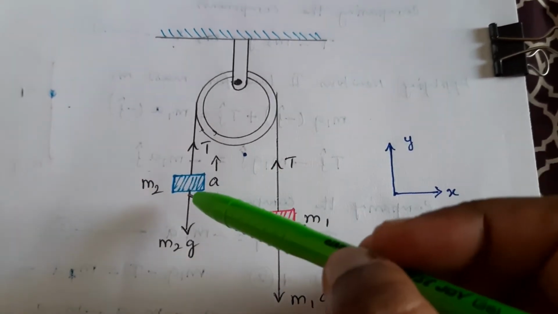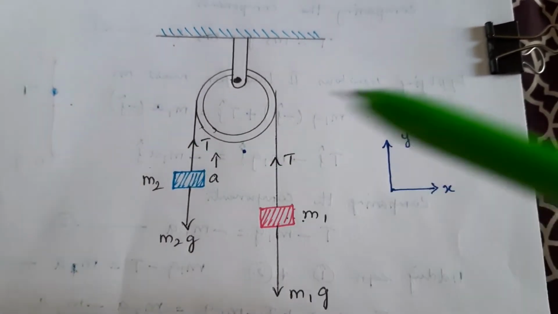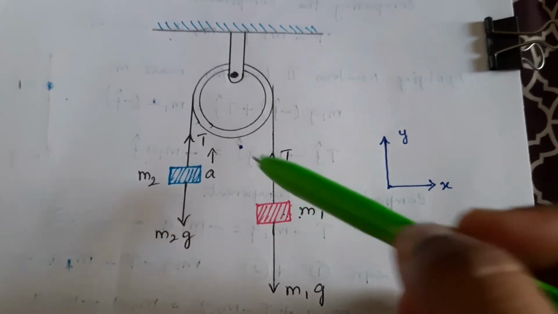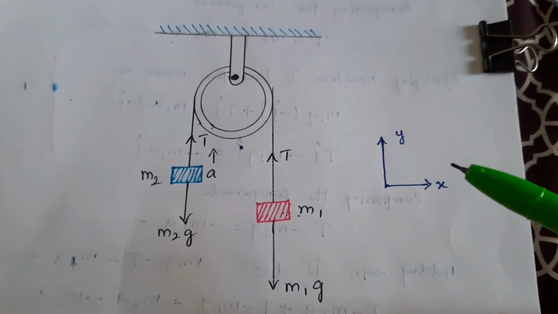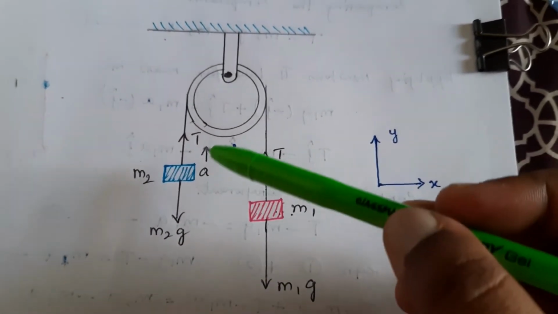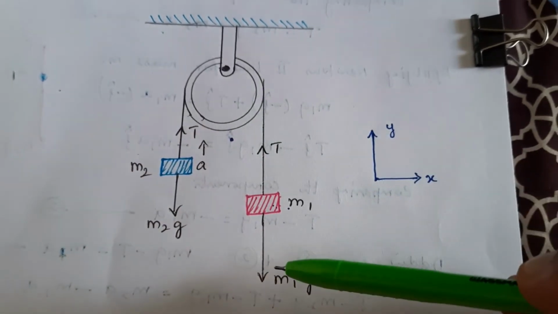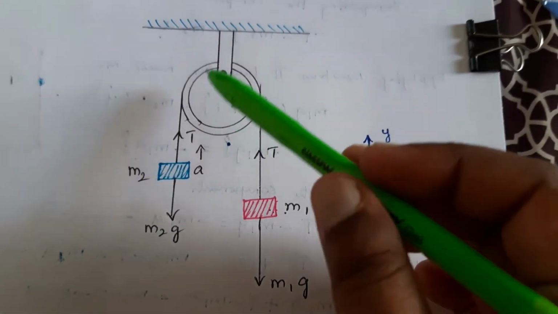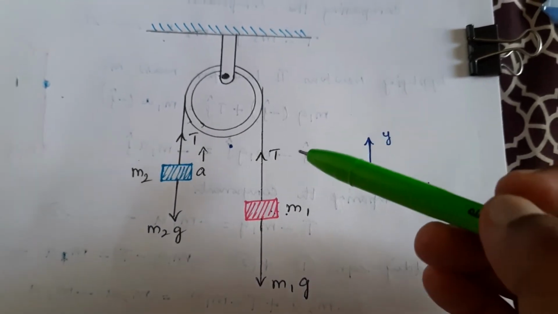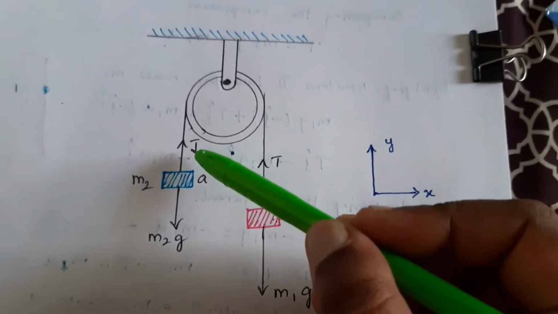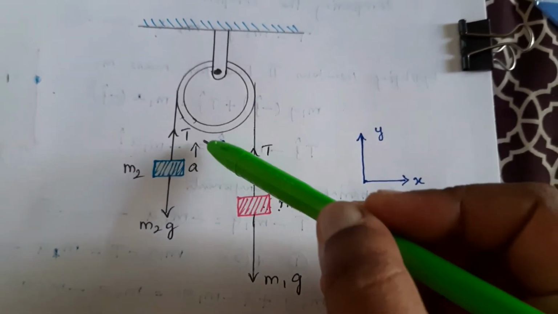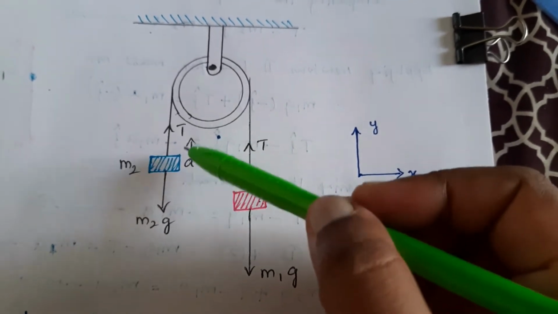We are considering two blocks of mass m1 and m2. m1 is greater than m2, and they are connected by means of a light and inextensible string that passes over a pulley. Now the tension of the string is T and the acceleration of the mass is a.